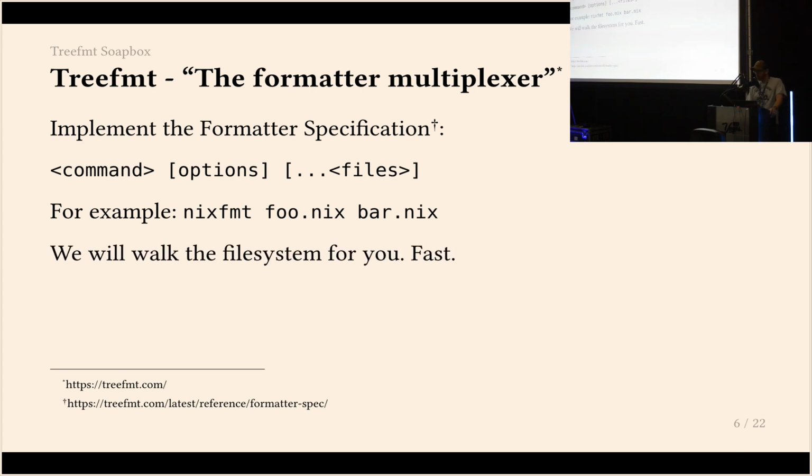So what TreeFMT will do is, if your formatter implements this specification, we will walk the file system for you, and we'll do it fast, and we'll understand Go, we'll understand Git, we'll understand JJ, whatever. You don't need to worry about those nuances in your formatter, so it's simpler for you and for anybody who wants to format a code base. We'll walk the file system consistently.